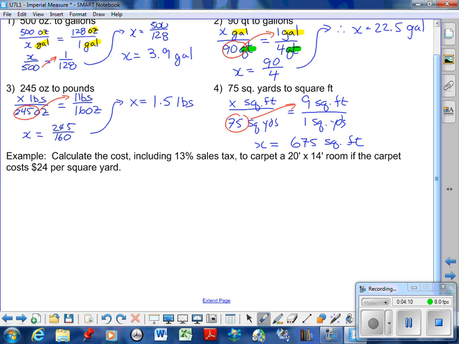Okay. So final question, just a word problem that you're going to run into in the homework. Calculate the cost, including 13% sales tax. So we're going to do a bit of a review here. Make sure we know how to deal with tax. You've measured your room at home. Your bedroom's 20 by 14 feet, which is great size. And it costs $24 per square yard. So how much do you have to pay to get new carpet? First thing we have to do is find area. So just as a quick review, hopefully from grade 9, you remember that area is length times width.